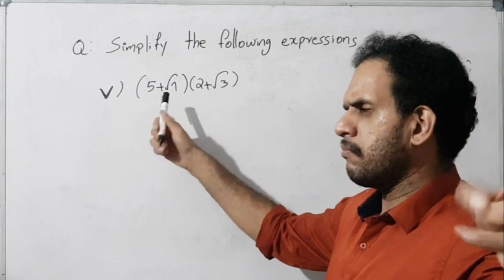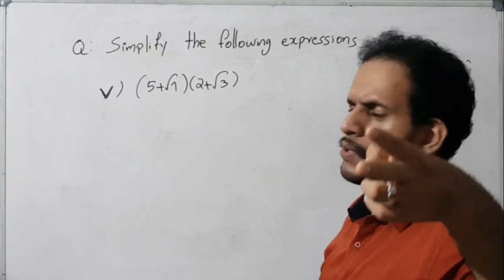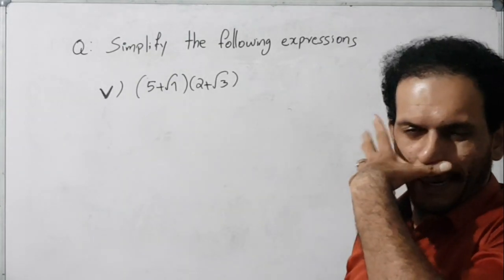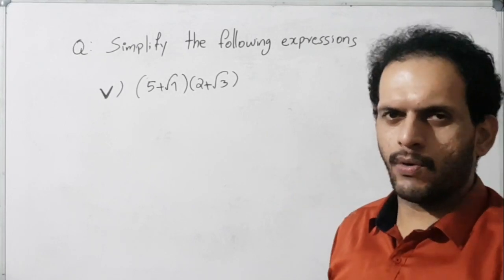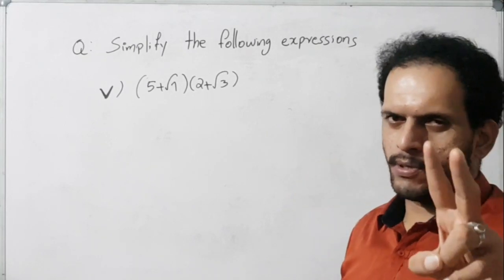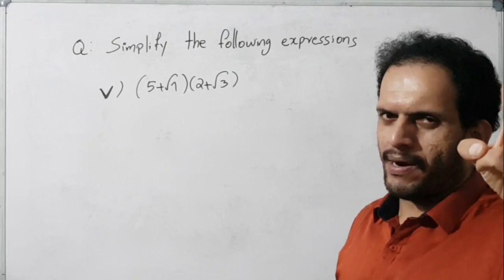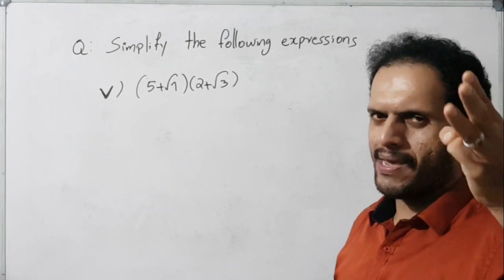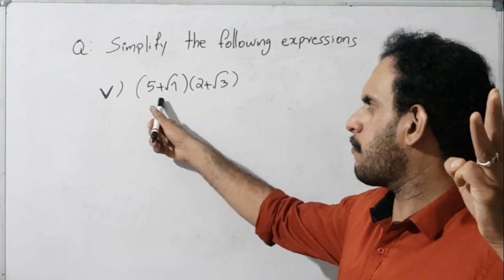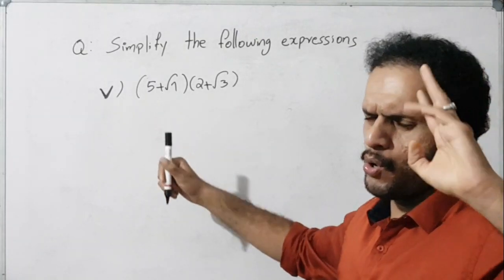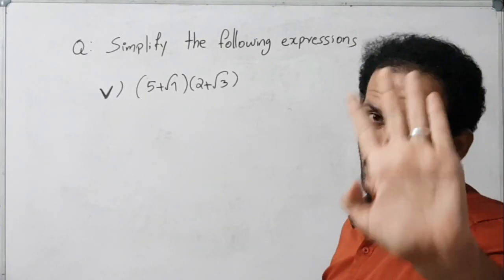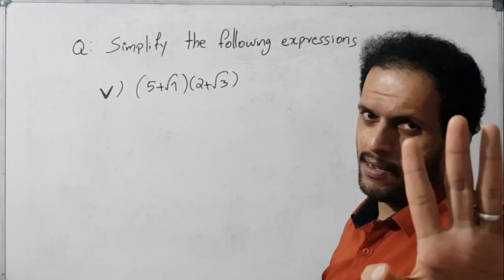Now the second is a minus b whole square. This one is plus, and both numbers are different also. So the second is not possible. Third, what is the third one? Is it a plus b into a minus b? Is this of the form a plus b into a minus b? No. So it's possible to apply the fourth identity.